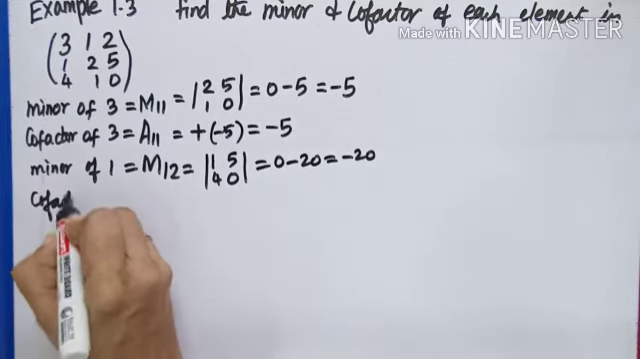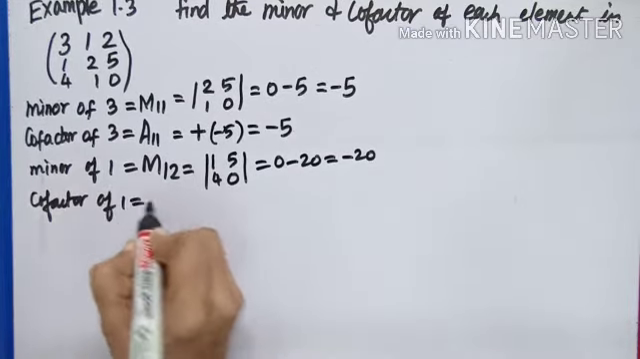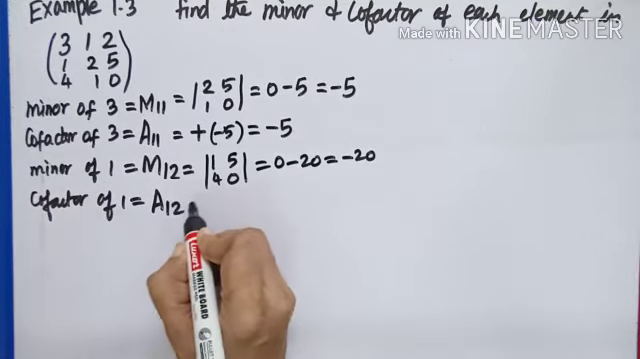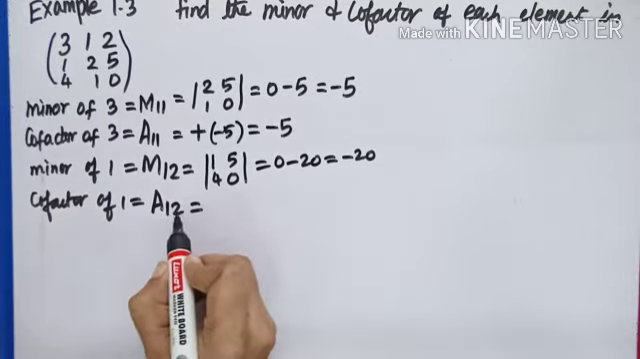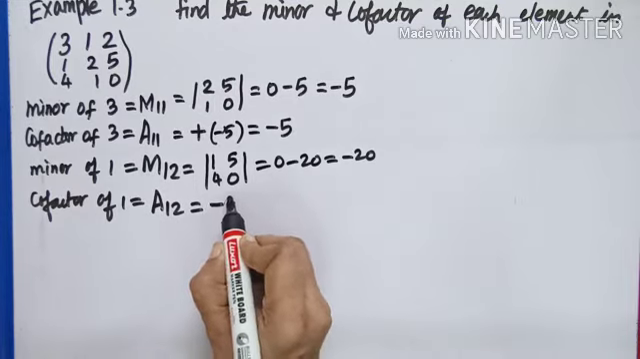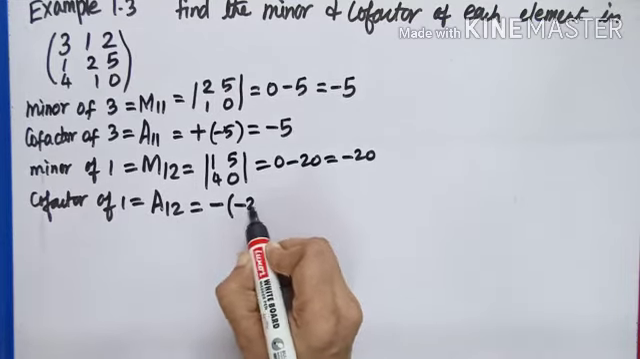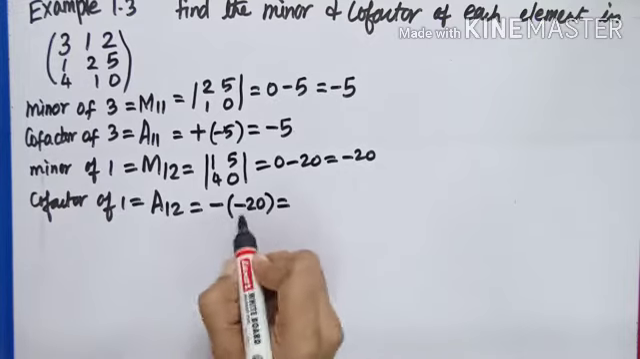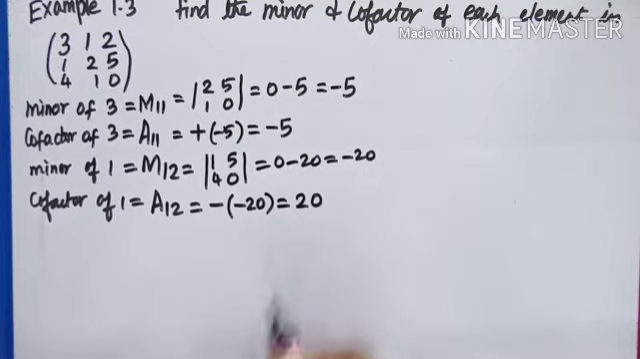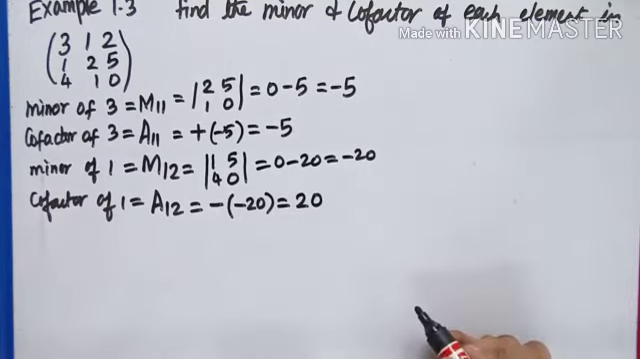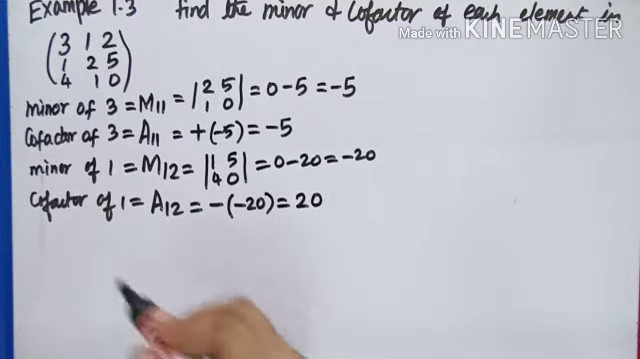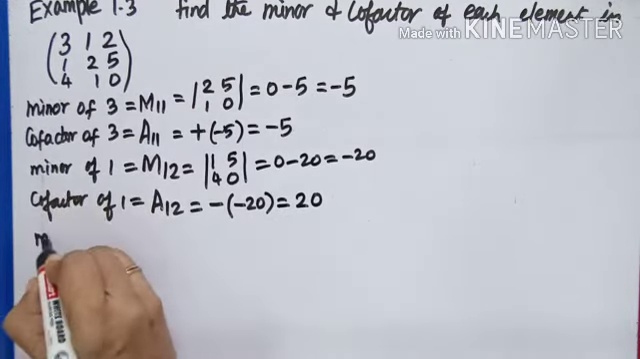But when I write the cofactor of 1, it is A12. 1 plus 2 is 3. An odd number tells me the minus symbol. And my answer here is minus 20. Minus into minus is plus, so I get plus 20. Same way, proceed for the next element.